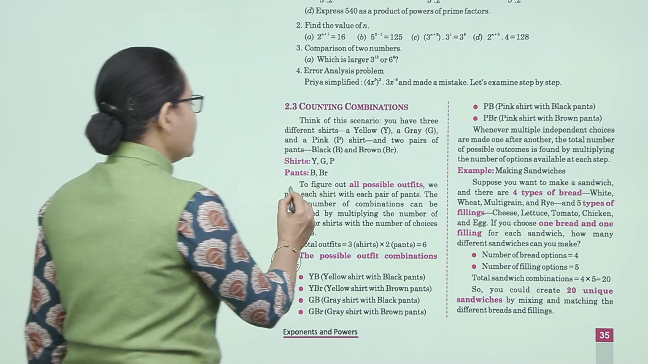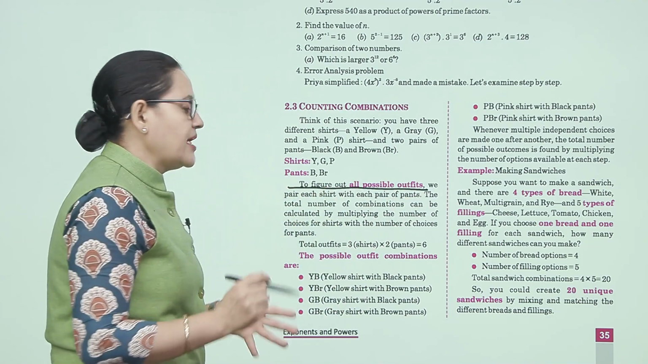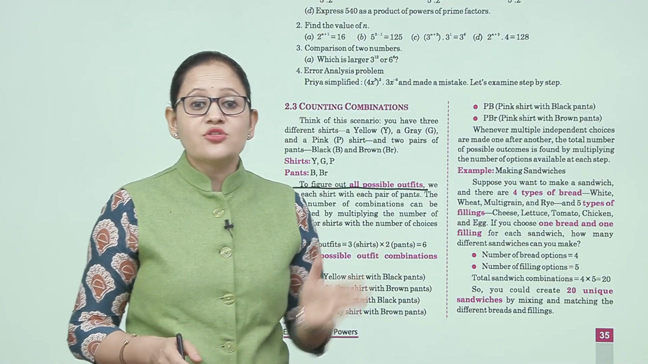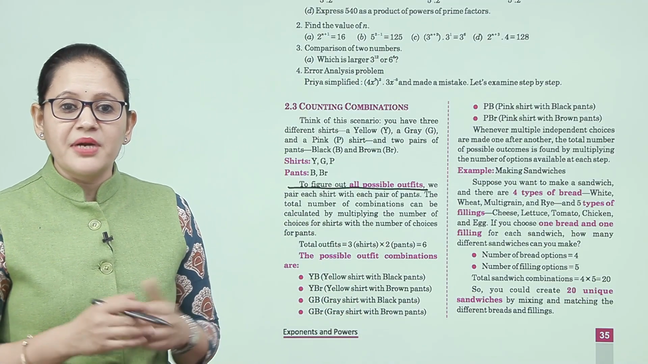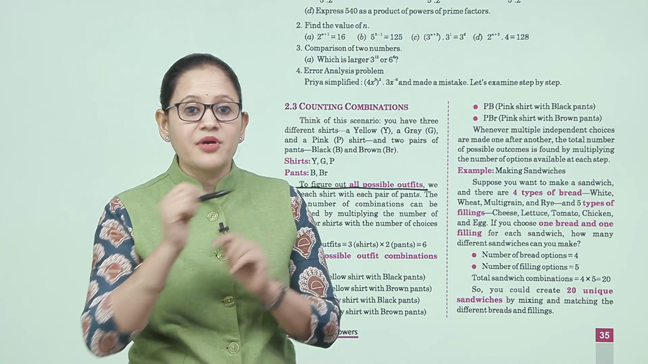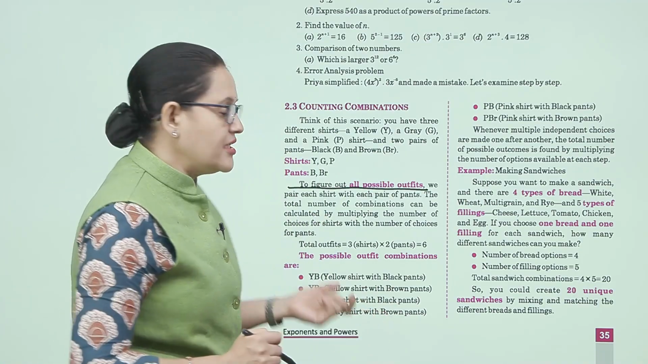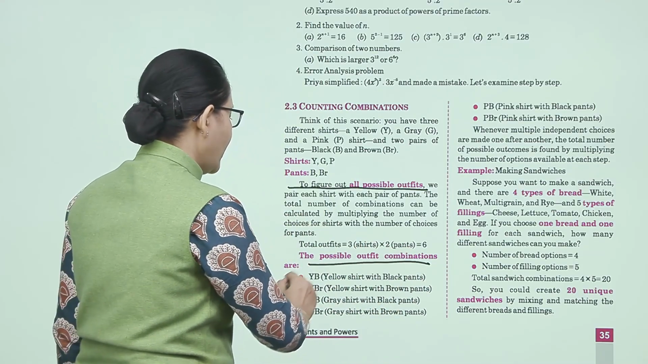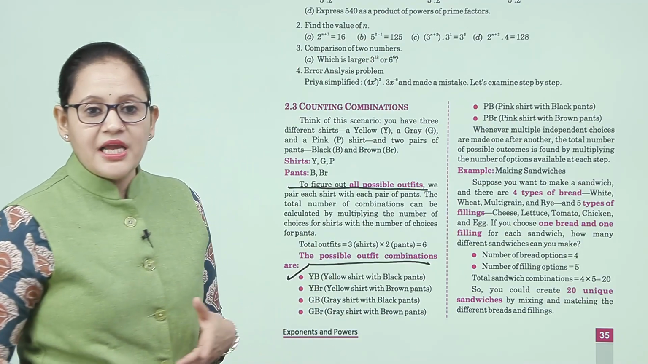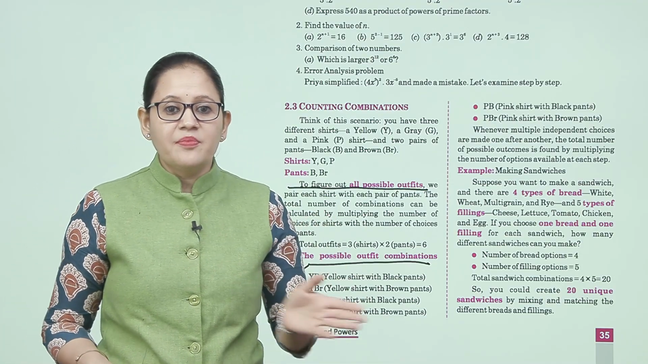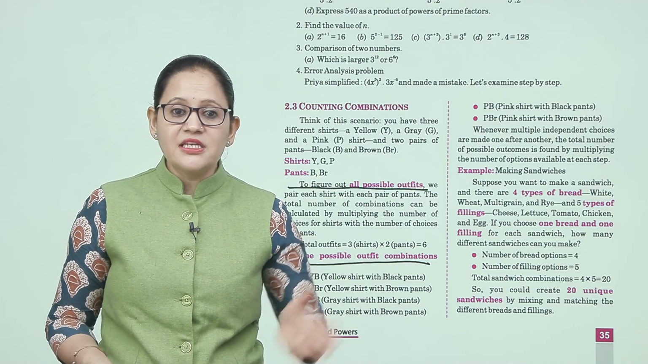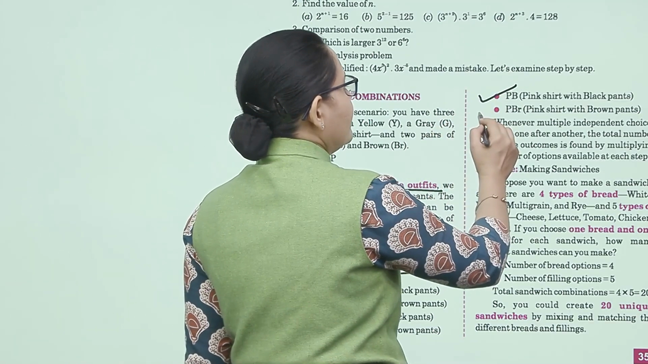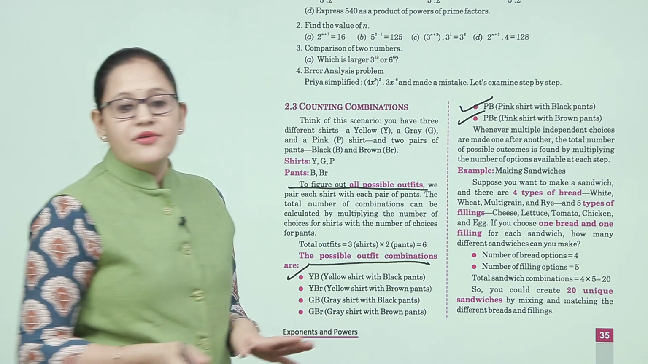Now figure out all the possible outfits. We pair each shirt with each pair of pants. The total number of combinations can be calculated by multiplying the number of choices of shirt with the number of choices of pants. So total outfits, 3 shirts and 2 pants, 6. The possible outfit combinations are: YB means yellow shirt, black pant; yellow shirt, brown pant; grey shirt, black pant; grey shirt, brown pant; pink shirt and black pant; and pink shirt and brown pant.